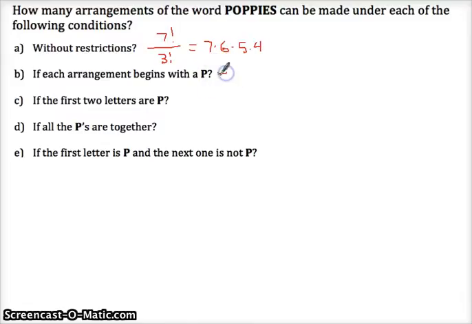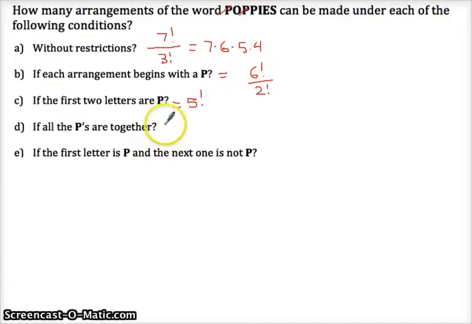Each arrangement begins with a P. All right, so you might as well just take 1 P out of the list, and I have this left to deal with. So I have 6 things to arrange, but there's some that are indistinguishable. I have 2 of the P's that are indistinguishable. The first 2 letters are P, so it's like taking 2 out of there, and now I have 5 totally different things left to arrange.